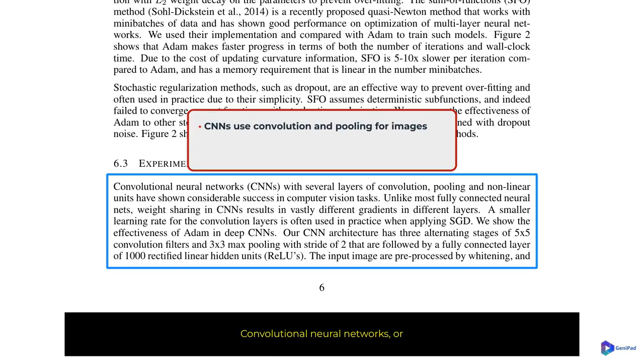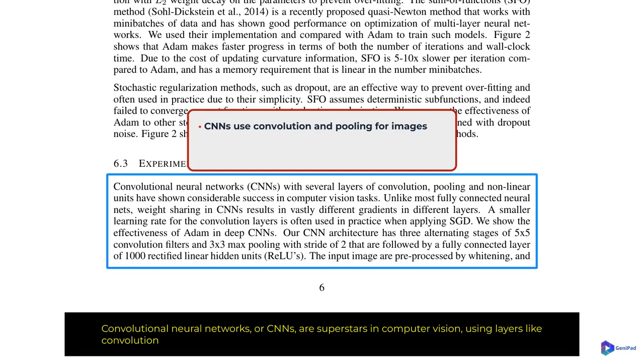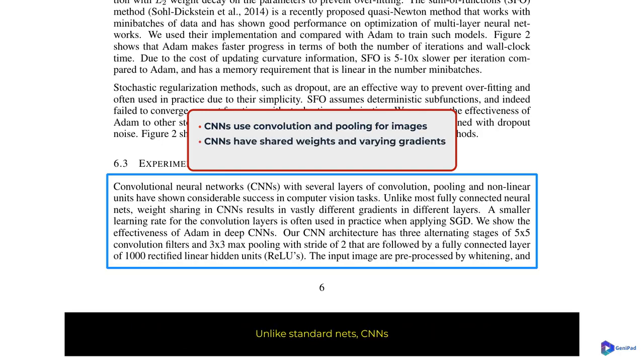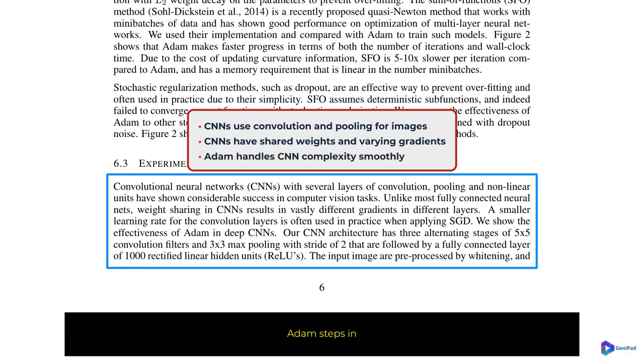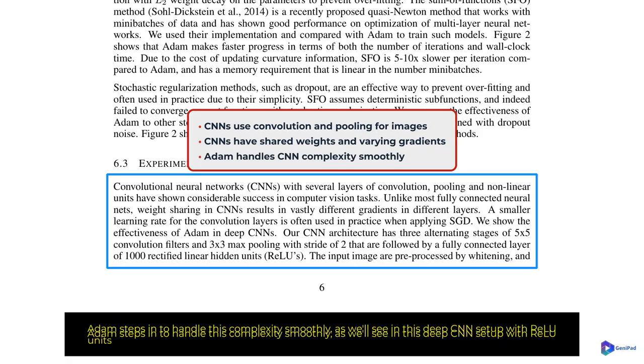Convolutional neural networks, or CNNs, are superstars in computer vision, using layers like convolution and pooling to process images. Unlike standard nets, CNNs have shared weights that create varying gradients across layers, often needing careful learning rate tuning. Adam steps in to handle this complexity smoothly, as we'll see in this deep CNN setup with ReLU units and whitened inputs.